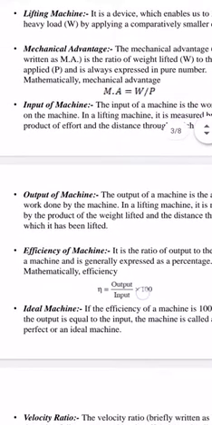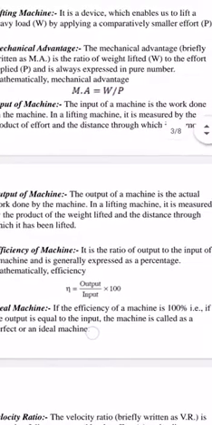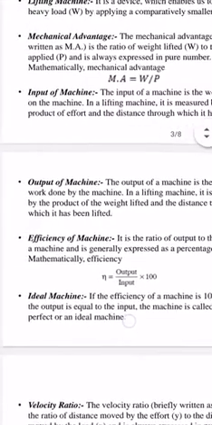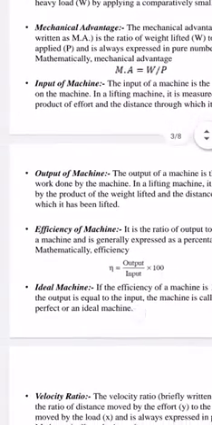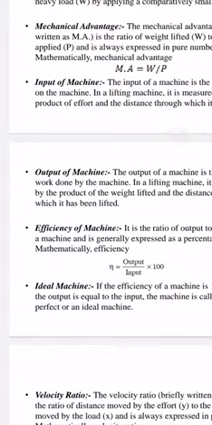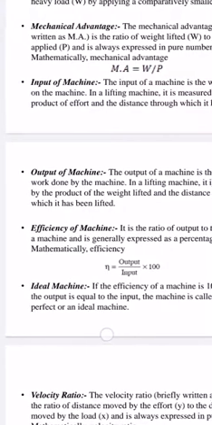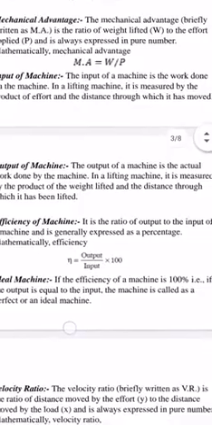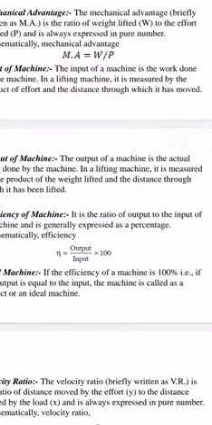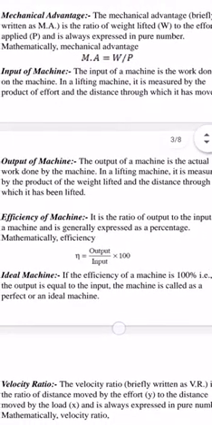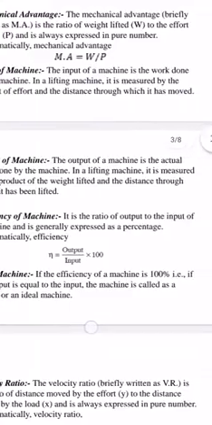Another term is efficiency of machine. You already know the efficiency. Efficiency is the ratio of output to the input of the machine. And what is an ideal machine? When efficiency is 100%, it is an ideal machine, meaning output is equal to input.